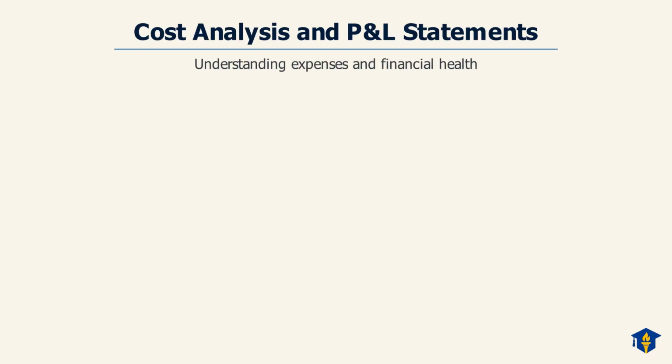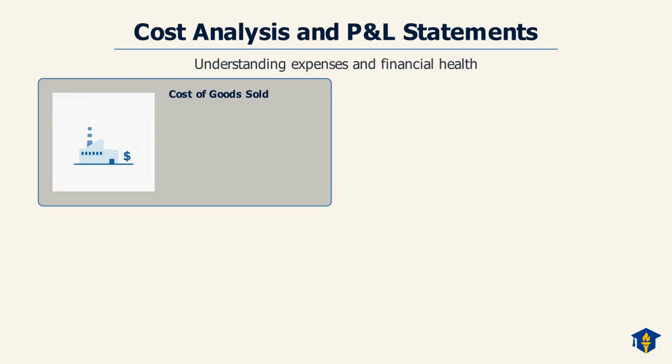This helps us grasp expenses and assess a business's overall financial health. First, the cost of goods sold, or COGS, represents direct production costs. These are the direct expenses involved in creating the products or services sold. The formula is opening inventory plus purchases minus closing inventory. COGS is vital for accurately calculating a company's gross profit.